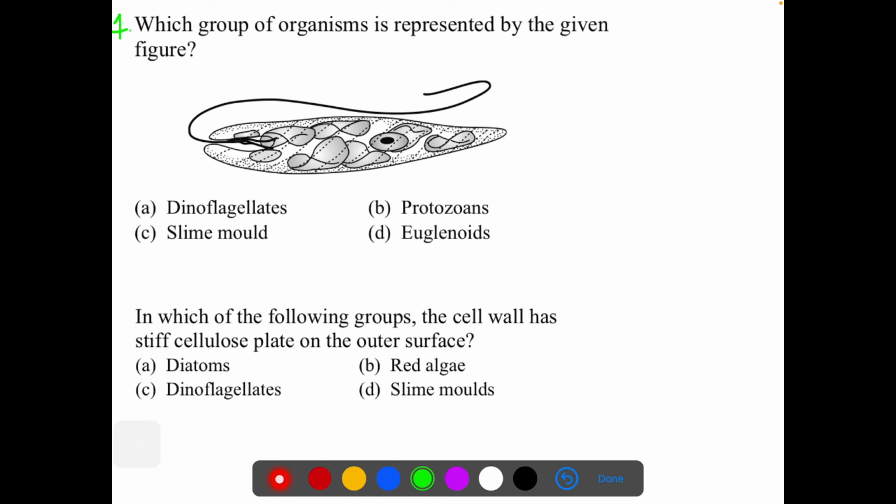Next one is the fourth one. Which group of organisms is represented by the given figure? Just now we have drawn this diagram.